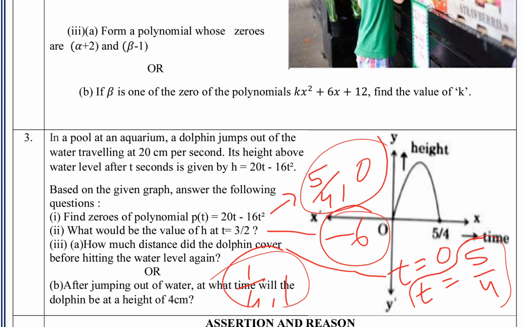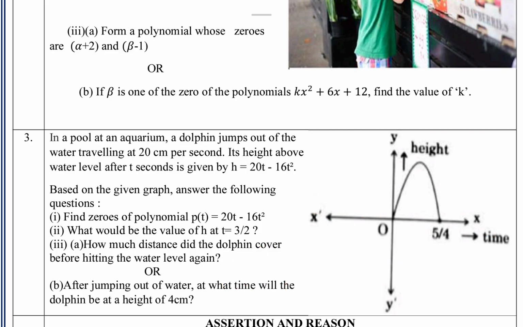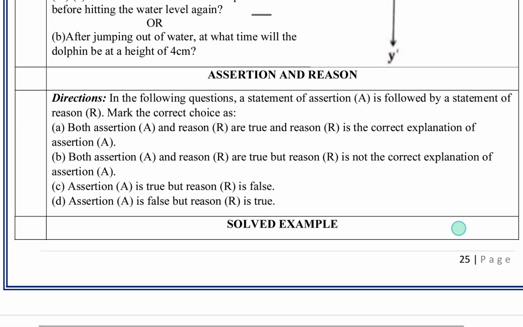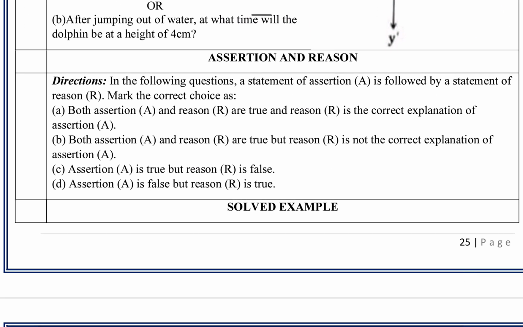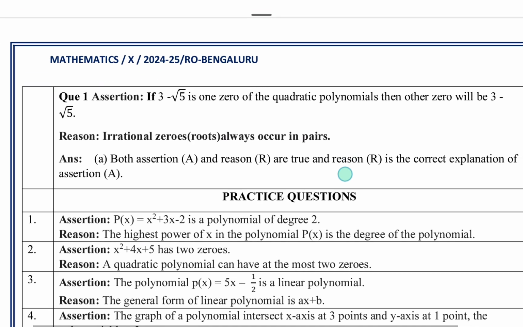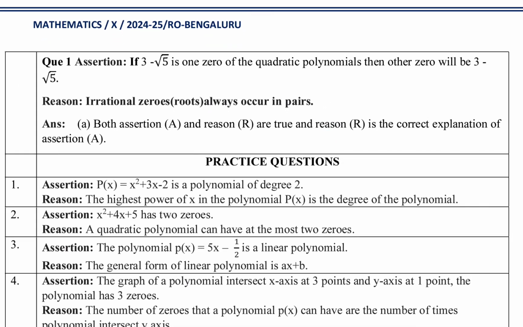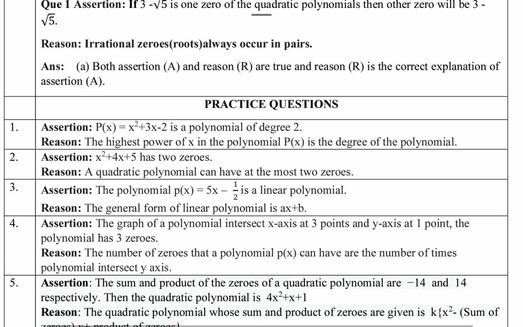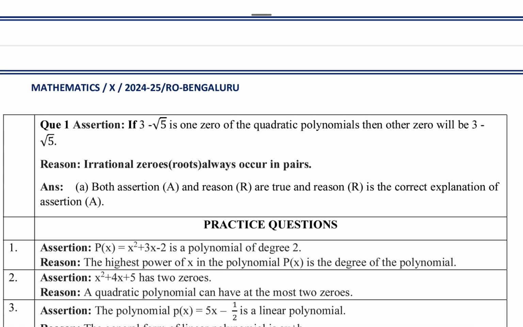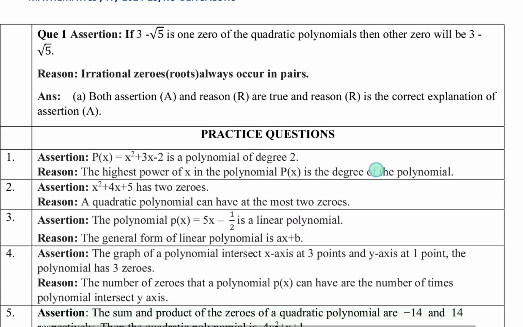This is the way we can solve the problems. And now I will show some assertion and reasoning questions. You can judge by your own method. The question is given as assertion and reasoning on irrational zeros, and which is correct. A is correct. For the first one, it is A, I mean both assertion and reasoning are true. Like that we can judge.